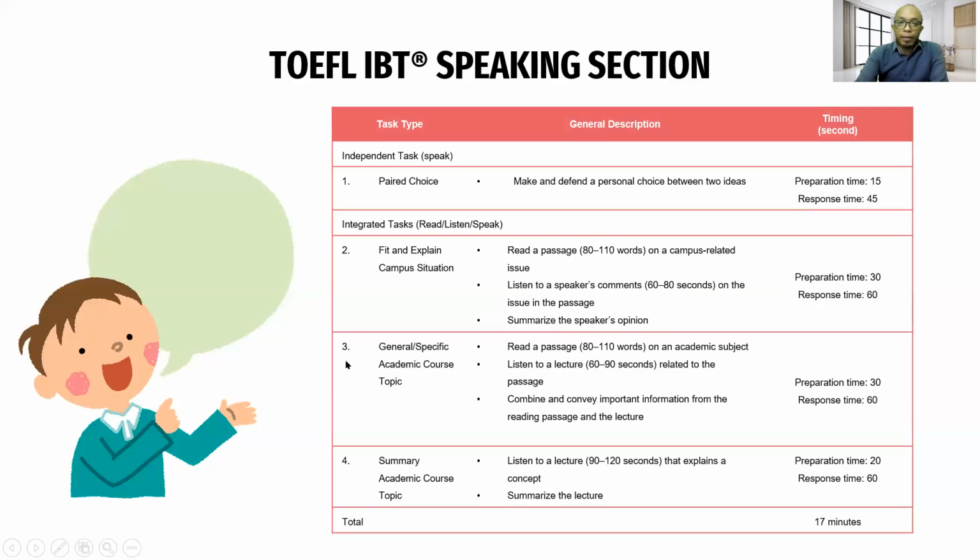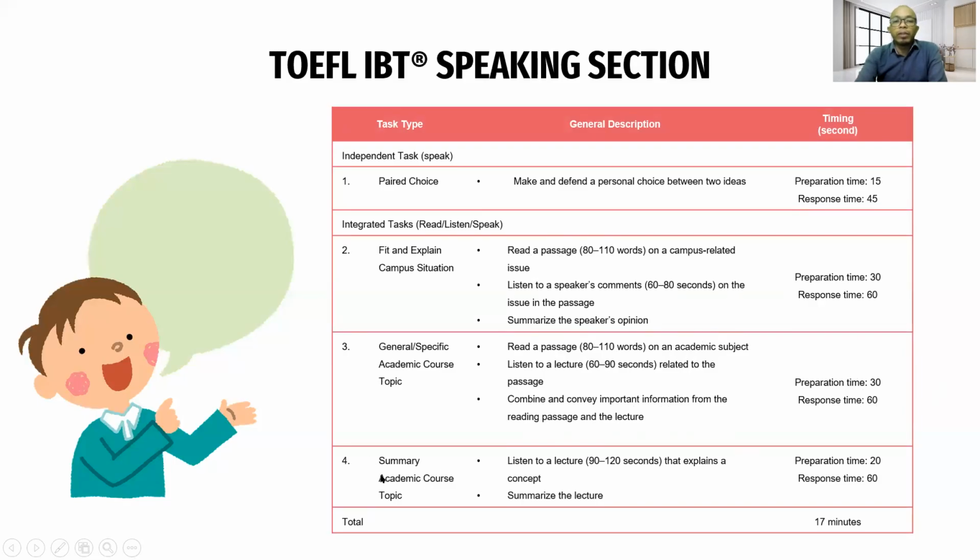In the third question, we have the general specific question. This one also requires you to read a passage, but this time it's about an academic subject, similar to the lecture. It will also be the same academic topic that is connected to the passage. And then for the speaking response, you will have to combine and share the important information from both sources. You'll have 30 seconds to prepare and 60 seconds to respond.